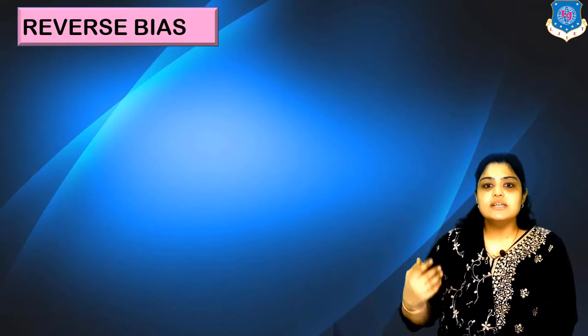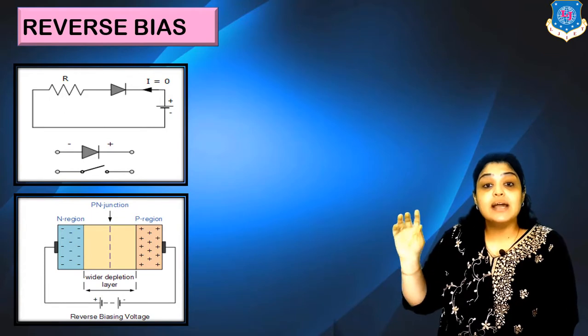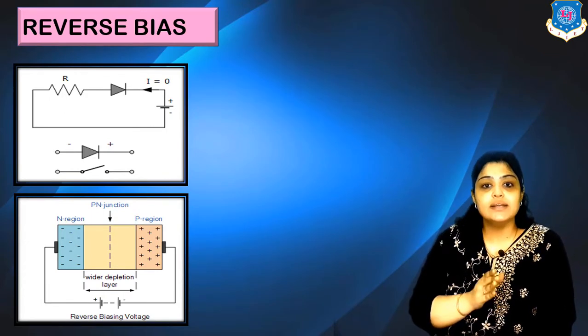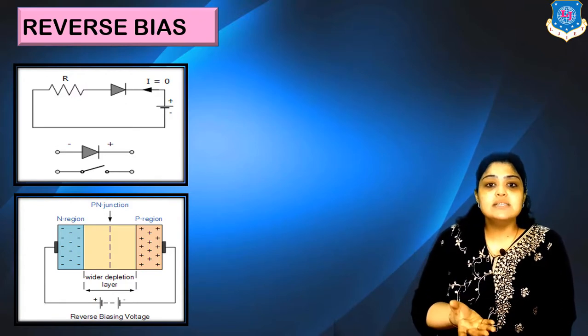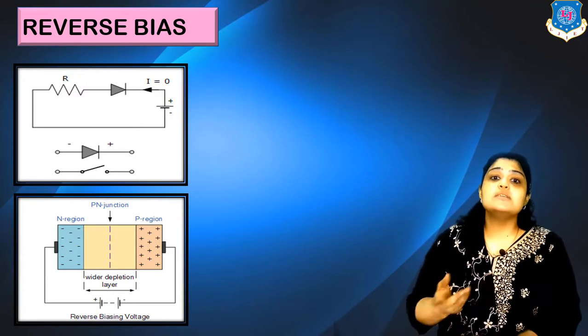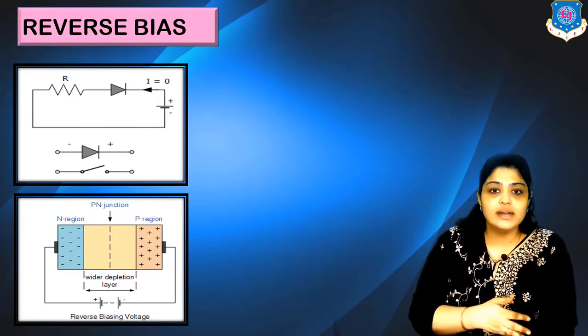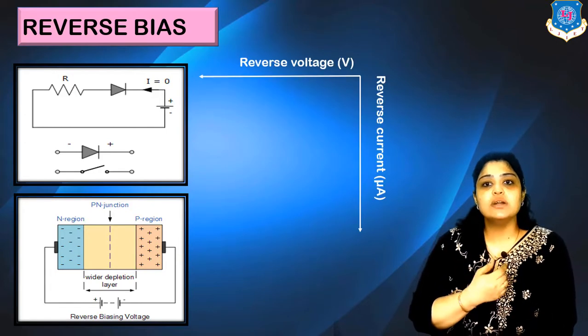Now let's see what happens in case of reverse bias. So in case of reverse bias, these are the connections. You can see in the above diagram that the diode is an open circuit. Though the diode is connected in the circuit, it is connected in such a way that it behaves as an open circuit. Why? Because the majority carriers are moving away from the junction, so there is no flow of current, right?